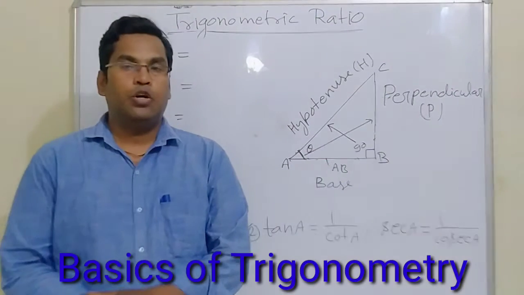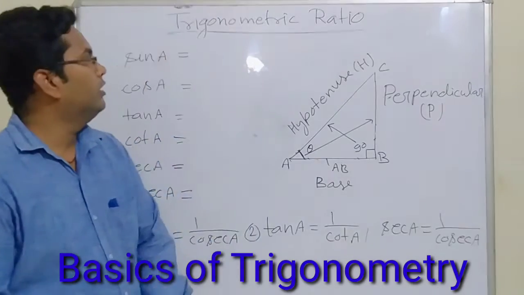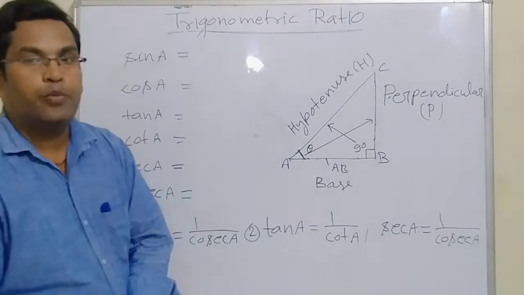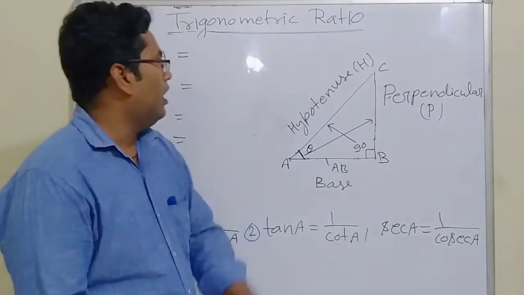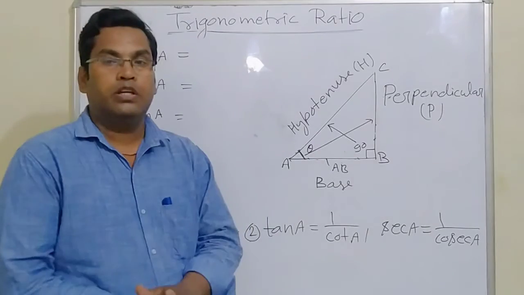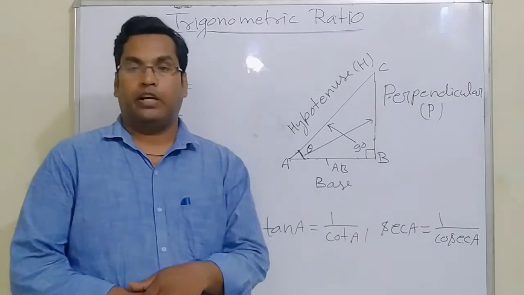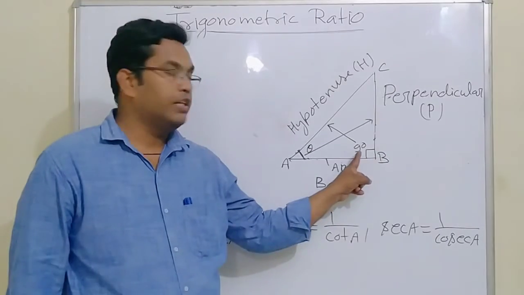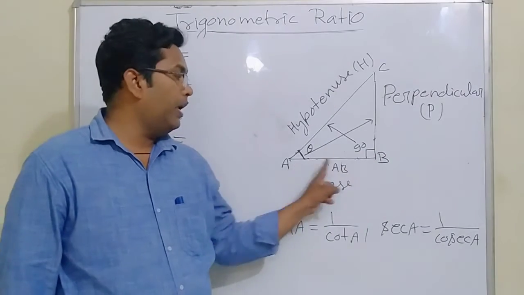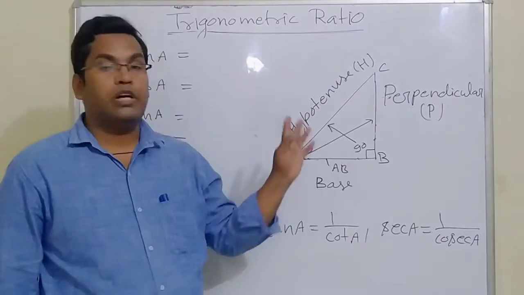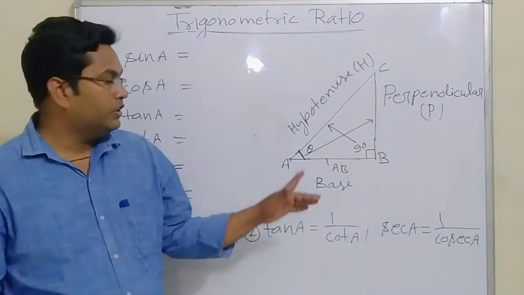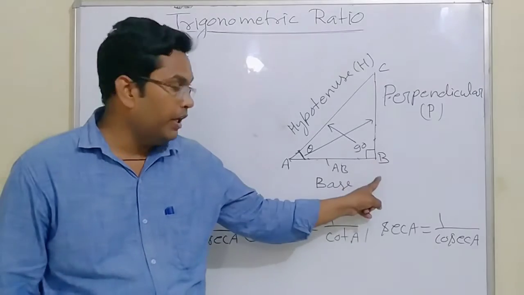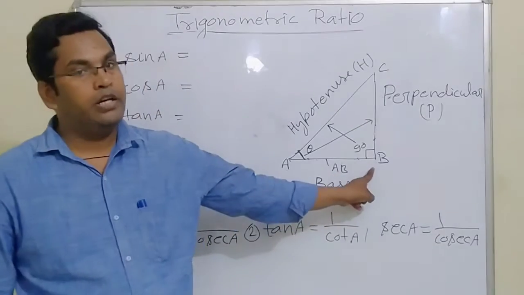Everyone, today we learn trigonometric ratios, which are a very important topic in mathematics. Trigonometry is used for a right angle triangle, in which one angle is 90 degrees. If we take the triangle ABC, where A, B, C are the vertices, this is a right triangle because one angle, angle B, is a right angle.